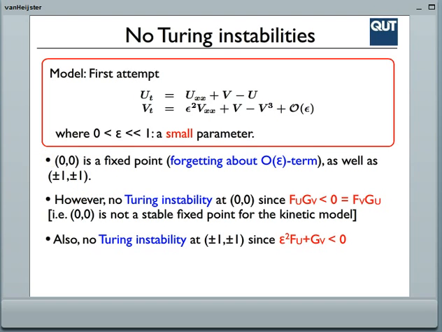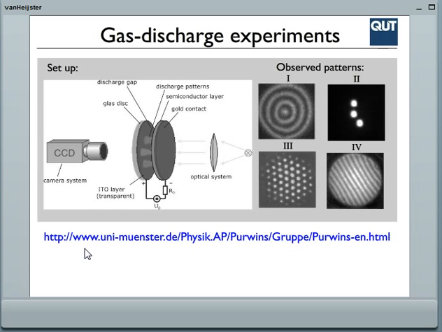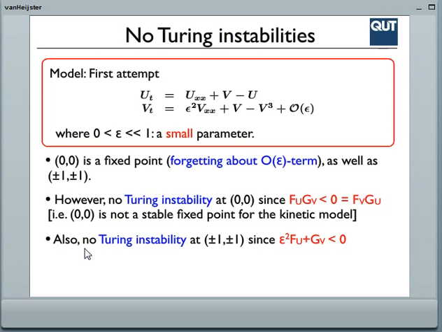But the main point I want to make for this model is that we have this PDE, but if you see patterns, they're not Turing, because they don't fulfill the Turing conditions. If you see patterns, there's something else. This was the first attempt at a model to describe what's going on in this gas-discharge experiment.